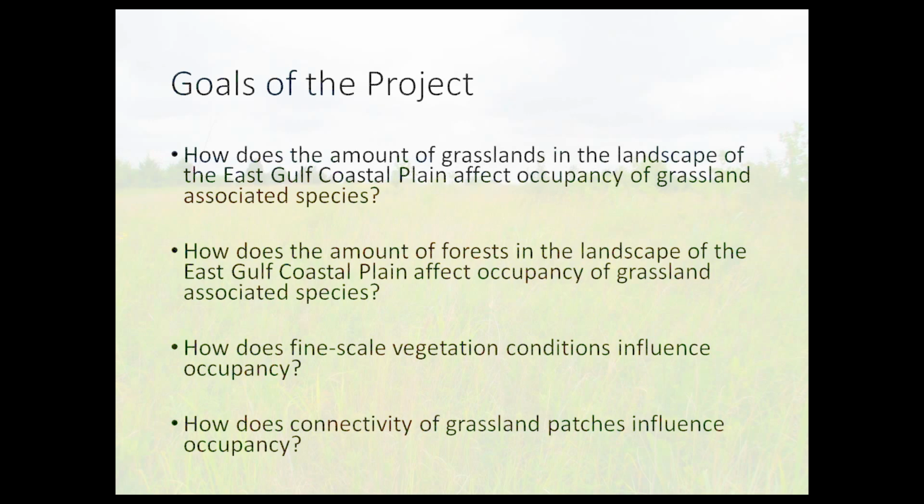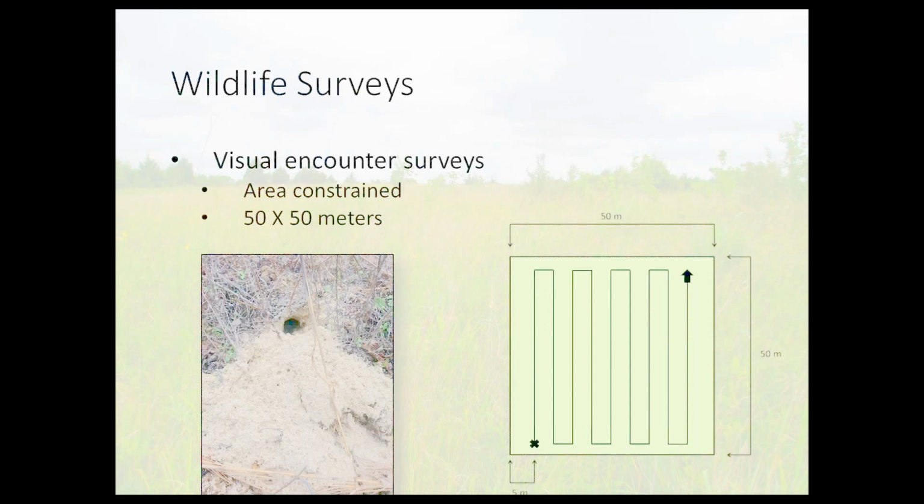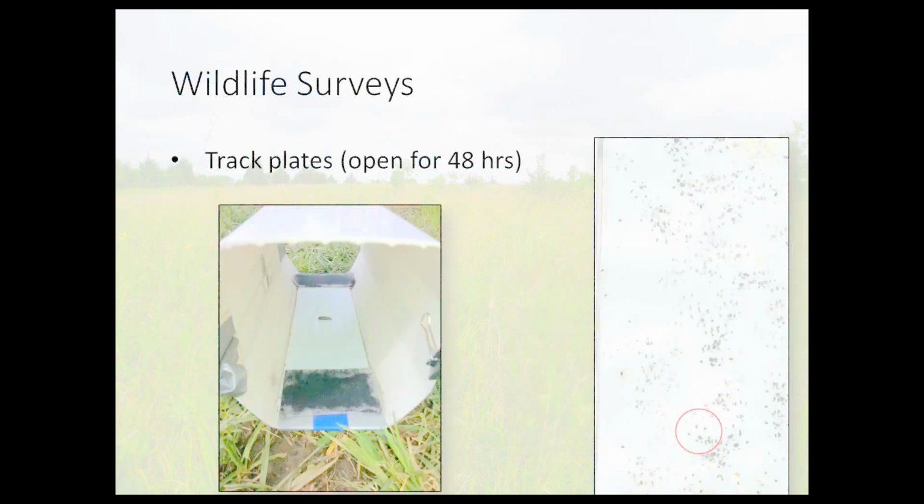And so Kevin designed a field study. He selected a number of field sites to travel to, and he set up two types of surveys at those sites to try and develop occupancy, presence-absence data sets. The first was visual encounter surveys where he had 50 by 50 meter plots, and he walked every 5 meters the length of those 50 meter plots, searching for evidence of small mammals or lizards and snakes and other herp species. We also used track tubes at sites to help improve detection of small mammals at those sites.